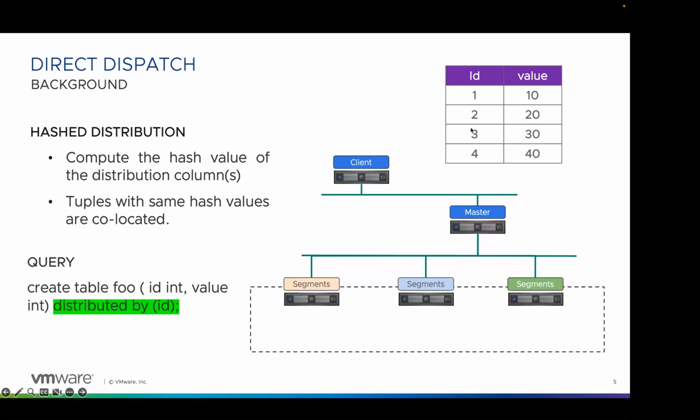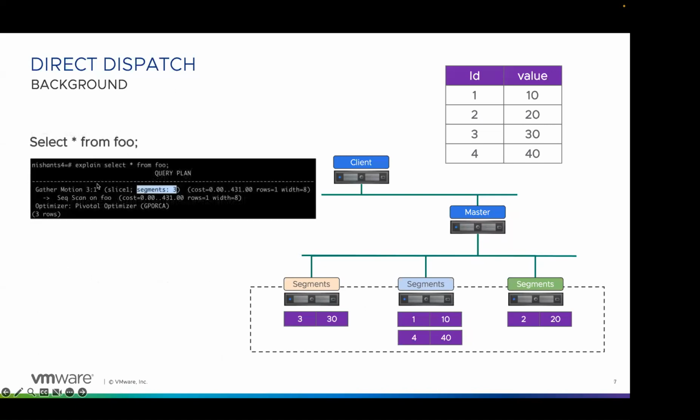Now assume this is our sample data. If we say our hash function is, say, modulo 3, we'll compute the hash value of this distribution column, that is ID in our case. The tuples will be distributed across the segments, and tuples with the same hash value will be co-located. This could be one of the distributions if we have the hash function as modulo 3.